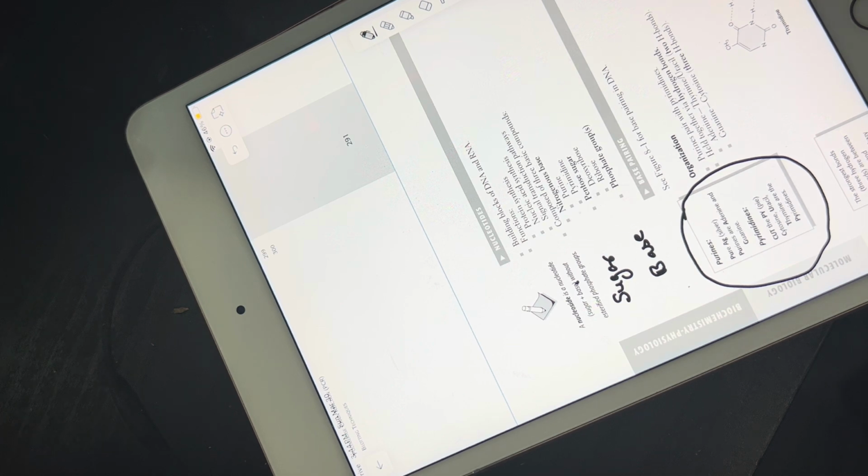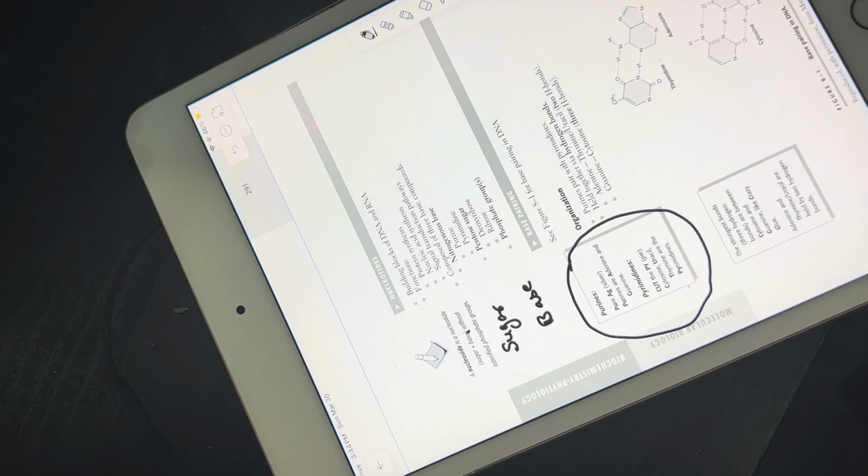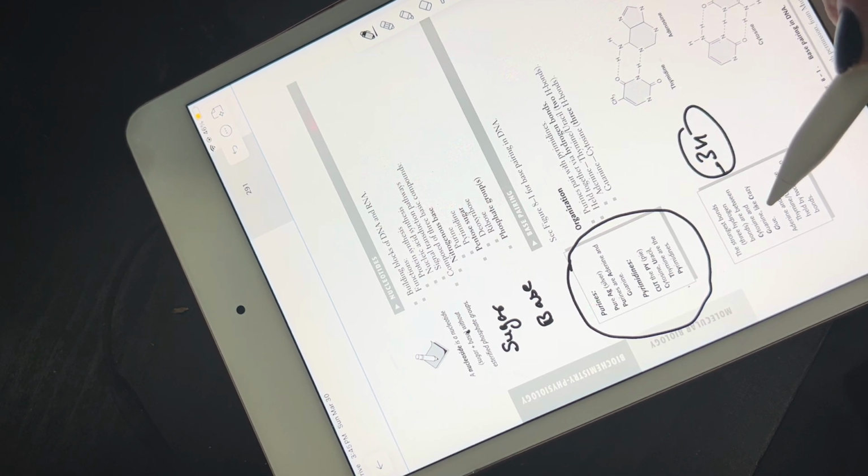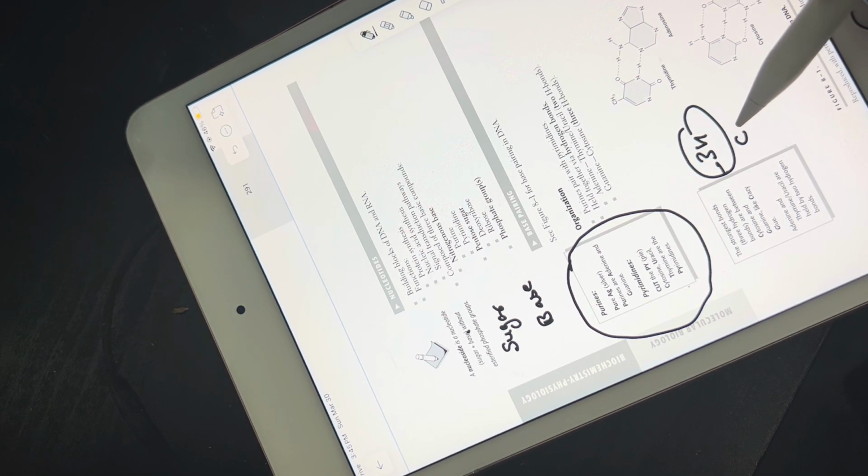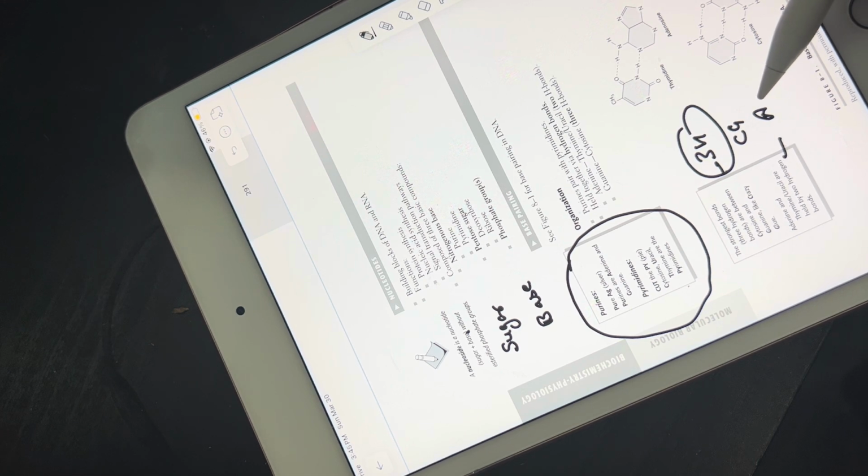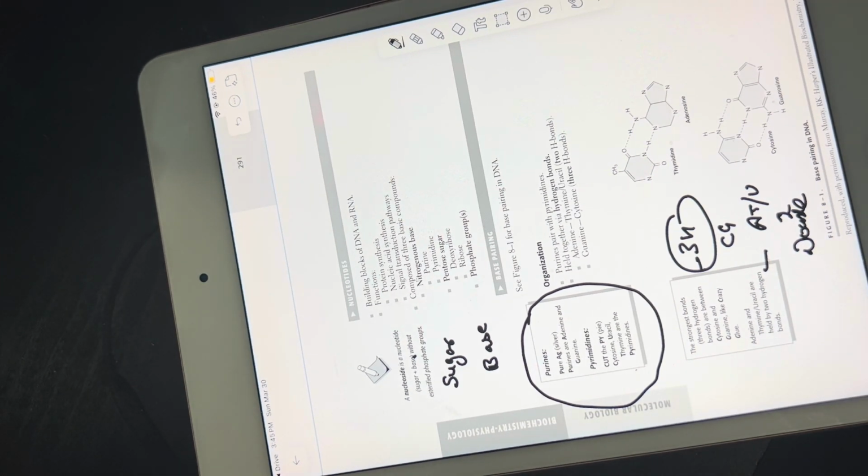Then the next thing is the bonding between these bases. The strongest bond is like a glue. Just like we remember crazy glue, it's a triple hydrogen bond between cytosine and guanine. And between adenine and thymine or uracil, it's always a double bond. It's a very important thing to remember.